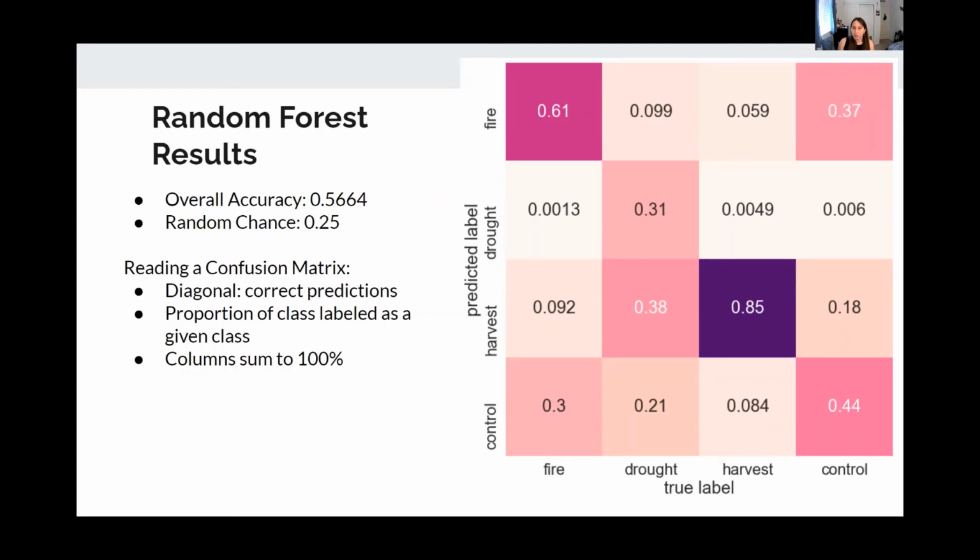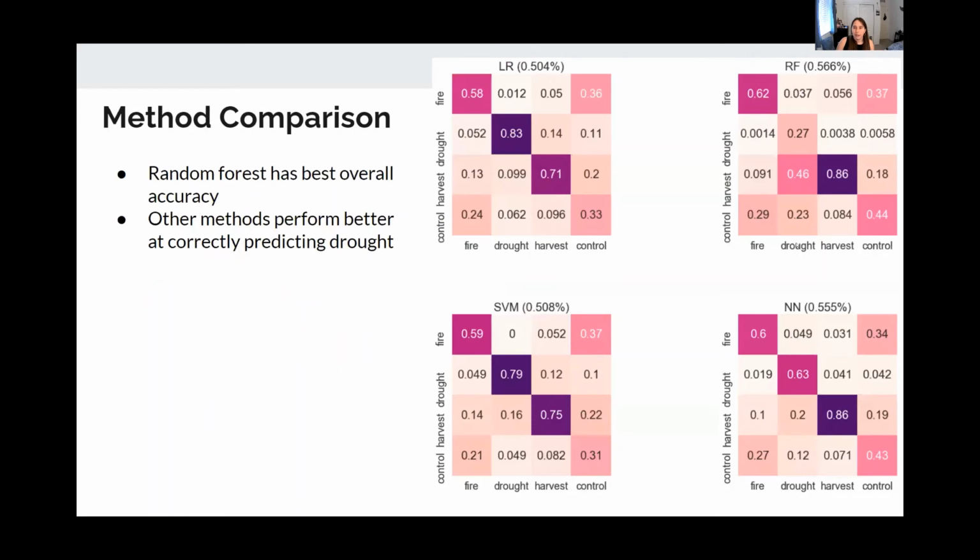Looking at this helps us to see how well our model is performing at certain metrics, aside from just looking at the overall accuracy. And it also helps us to compare and contrast different methods. So looking at that compare and contrast, we can see the different accuracies and how each performed.